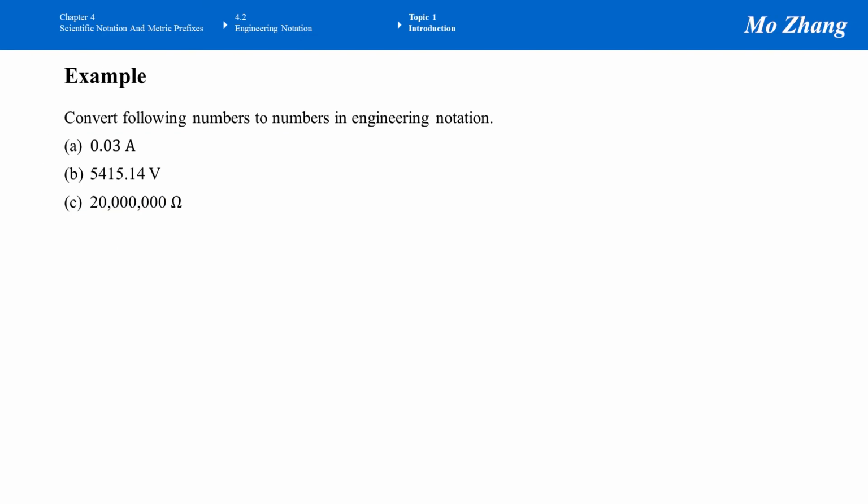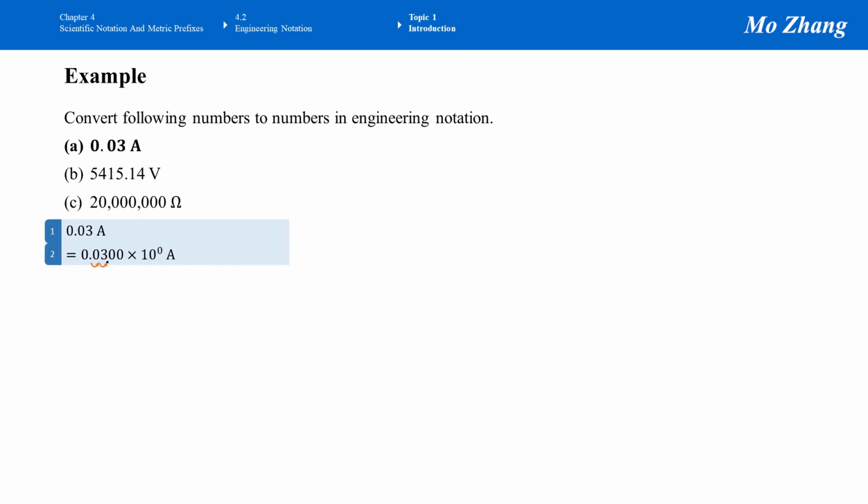Now let's work on these three more numbers. For A, it is 0.03 ampere. We want to convert it to equivalent engineering notation. Put the number down, 0.03 A. The absolute value of it is outside the range. It's less than 1. We need to move the decimal point to the right in order to make the number fall in the range. That range is between 1 and 1,000. The question is how many times we need to move the decimal point.